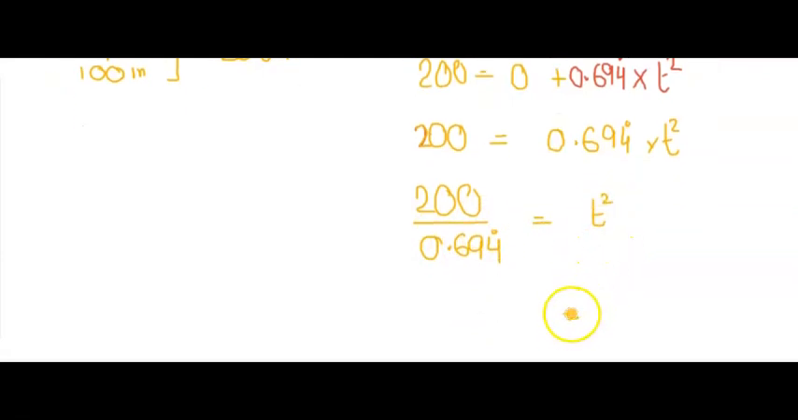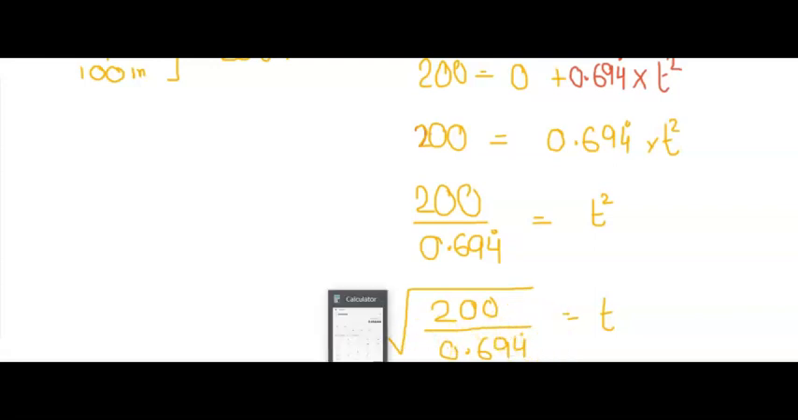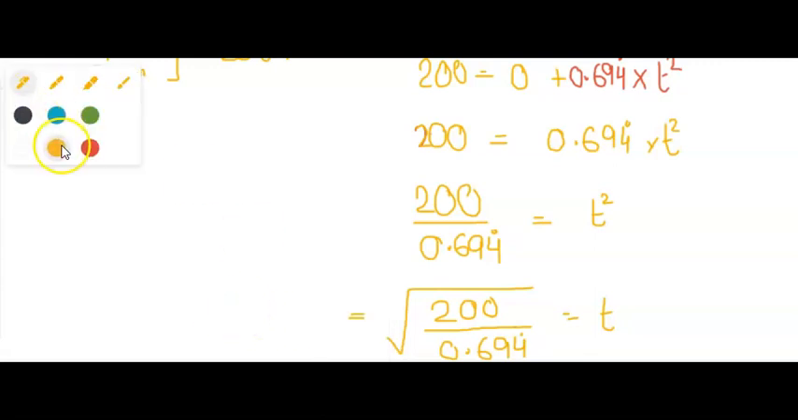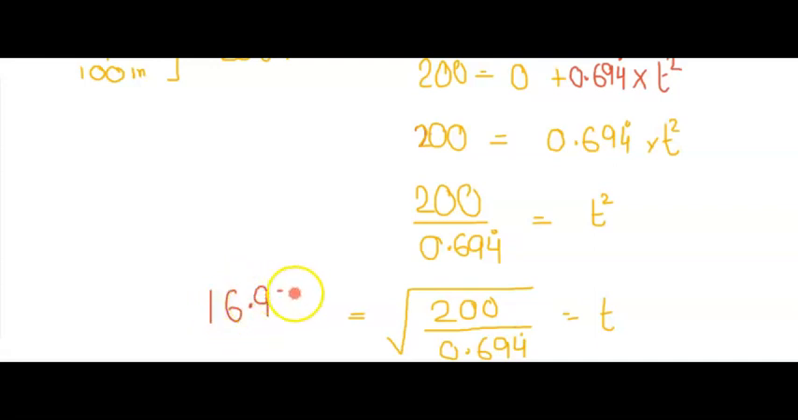It's a t square, but I don't want t square, I want t. So I will square root that thing. 200 over 0.694 recurring, and that will give me the answer for the value of t in seconds. The exact value of the answer is 16.97 seconds.